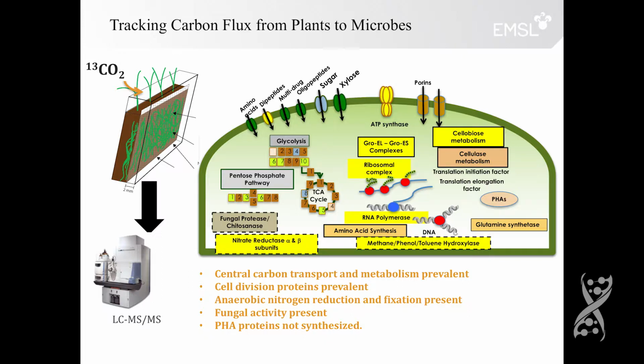We also don't see any PHAs. So obviously, these cells are not storing carbon. They're not getting enough carbon for them to store. We do see cellobiose metabolism, so it's possible that this is responding not just to plant exudates, but could also be utilizing root degradation products and breaking them down. We see a nitrate reductase, and we also see this methane phenol toluene hydroxylase, and that was kind of surprising to me. I didn't really know what that was.